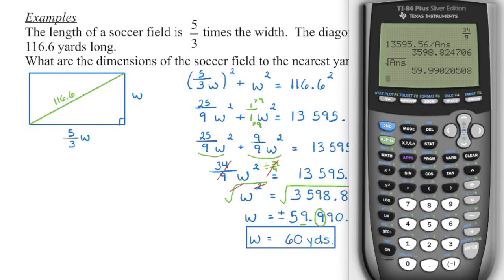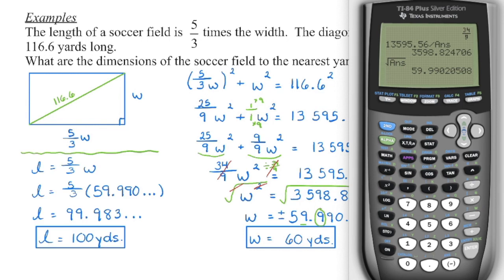Now this question is asking for the dimensions. So we know the dimensions are both the length and the width. So once we've calculated w, we now need to calculate the length. We know the length is 5/3 times w. So we can go ahead now and take that equation, substitute in the value of w, and then solve for the length. Now again, it's really important that you keep this entire value. We don't want to round off until the very end. So when we go to put this in the calculator, we're going to keep that value.